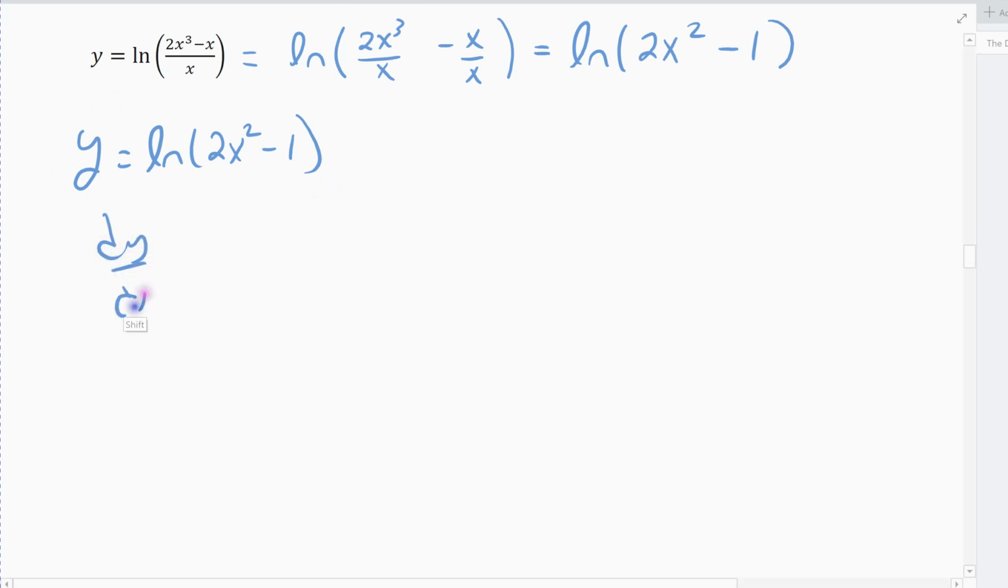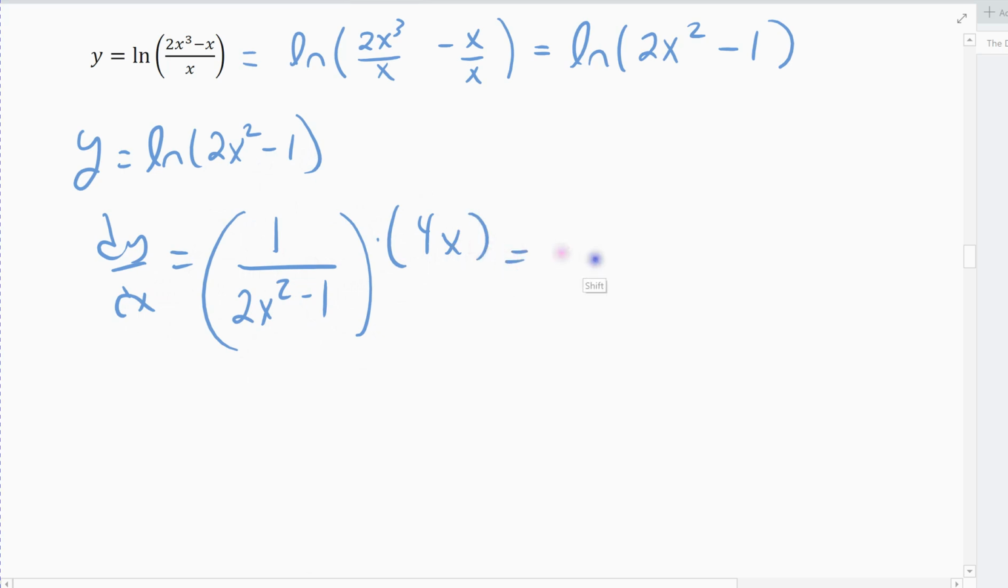So when I take the derivative of this, it's 1 over what's inside times the derivative of what's inside, which is just a 4x. And then I rewrite that as 4x over 2x squared minus 1, and there's my derivative, which again is not too bad, and I didn't have to use a quotient rule.